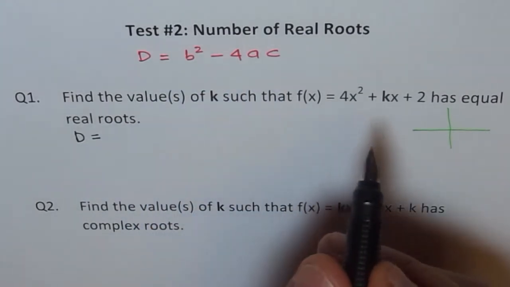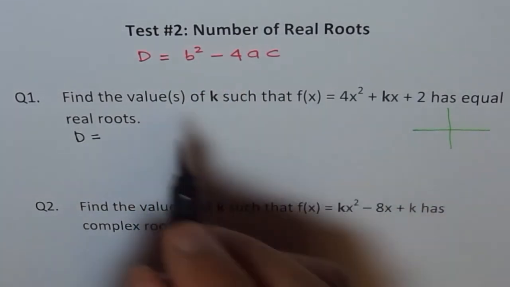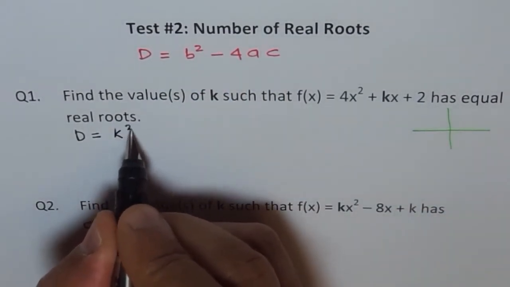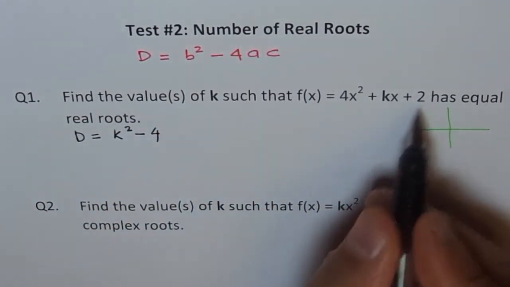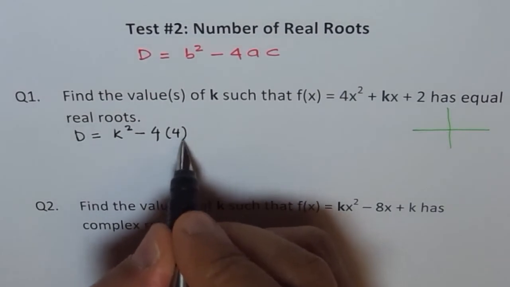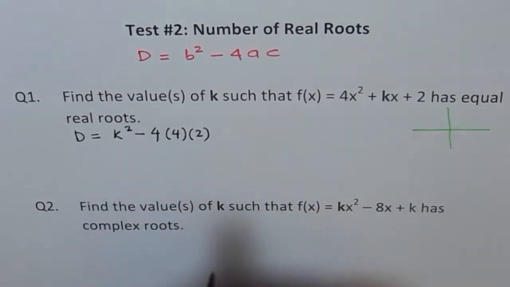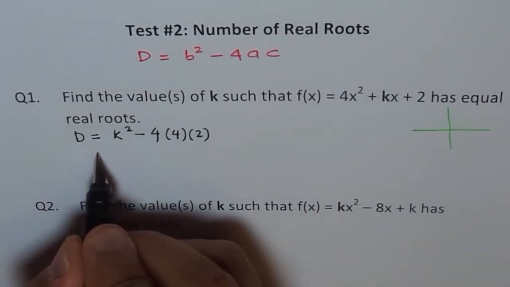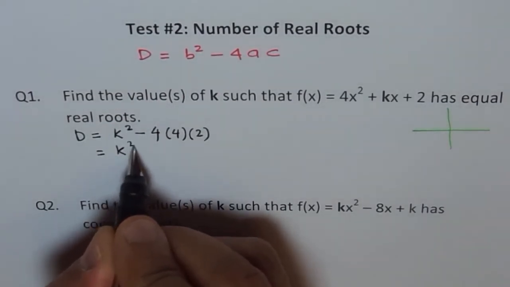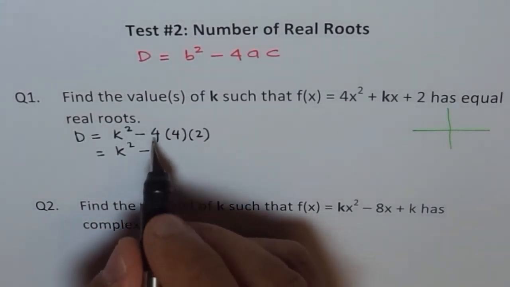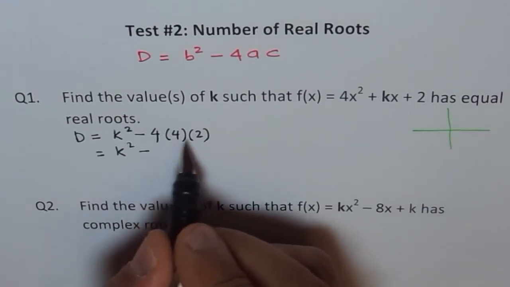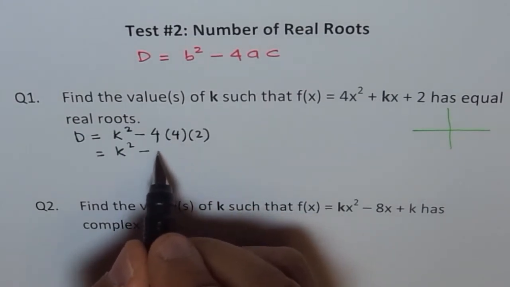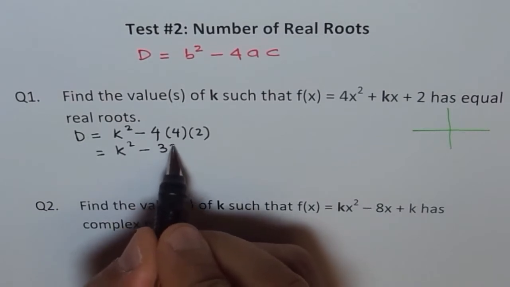I'm not writing b squared minus 4ac. I'm just saying b is k, so it is k squared minus 4 times a is 4 and c is 2 times 2, correct? So that's our discriminant. So we can solve for this as k squared minus 4 times 4, 16, times 2, 32, right? We can write like this also. It is a better way of writing, but anyway, we'll write 32.